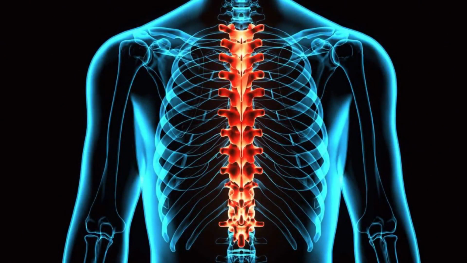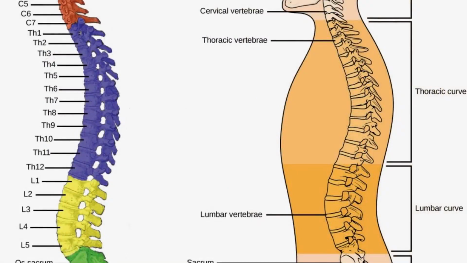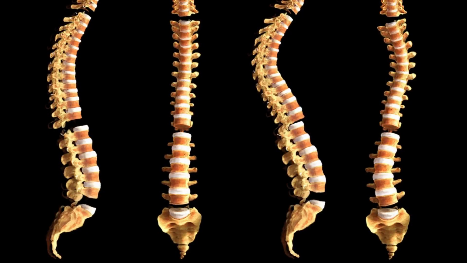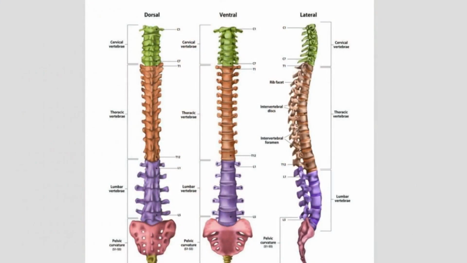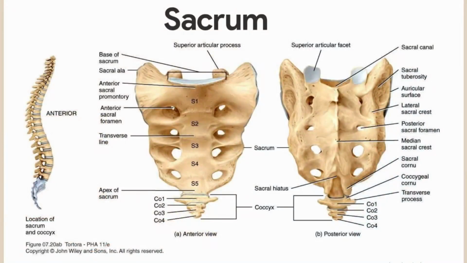Vertebral column, spine. The human vertebral column, also known as the spine or backbone, is a complex structure made up of individual vertebrae that extend from the base of the skull to the pelvis. The spine is composed of 33 vertebrae stacked on top of each other. These vertebrae are divided into 5 regions: cervical, neck; thoracic, upper back; lumbar, lower back; sacral, pelvic; and coccygeal, tailbone.